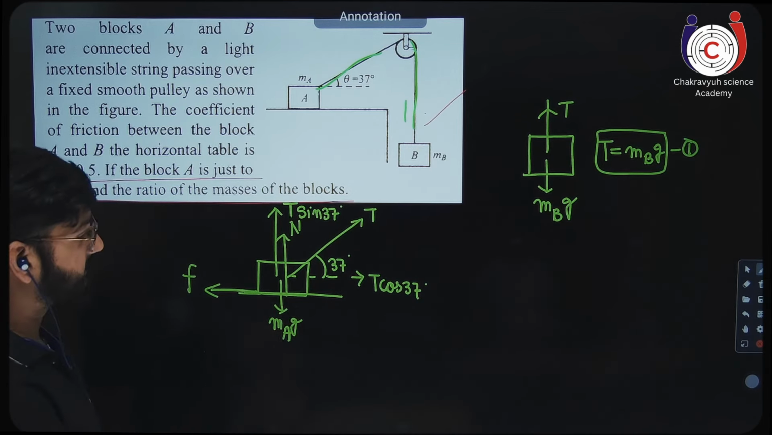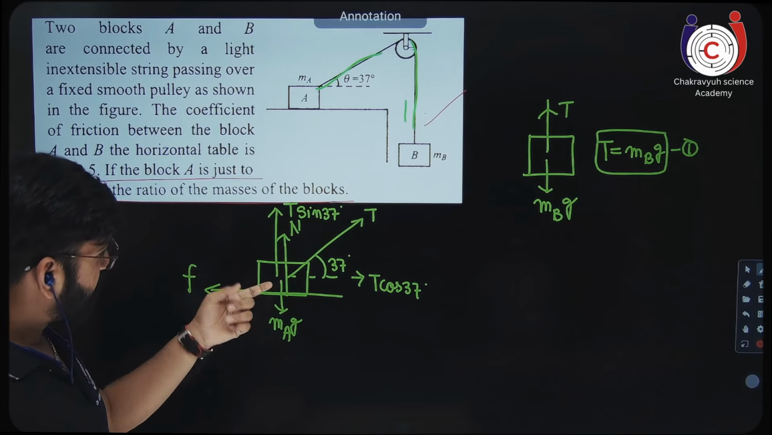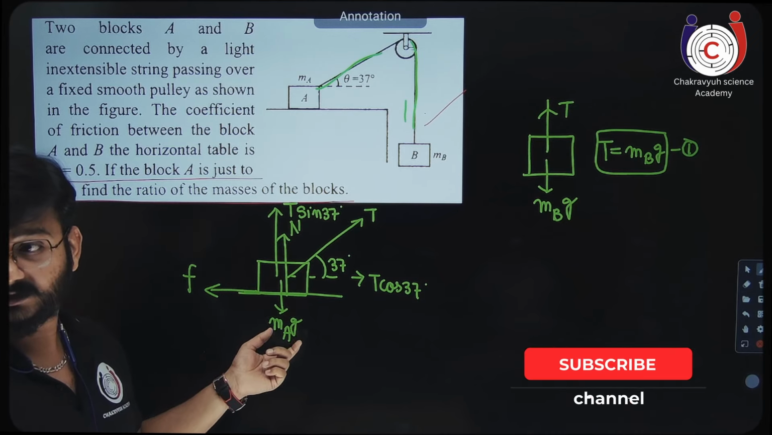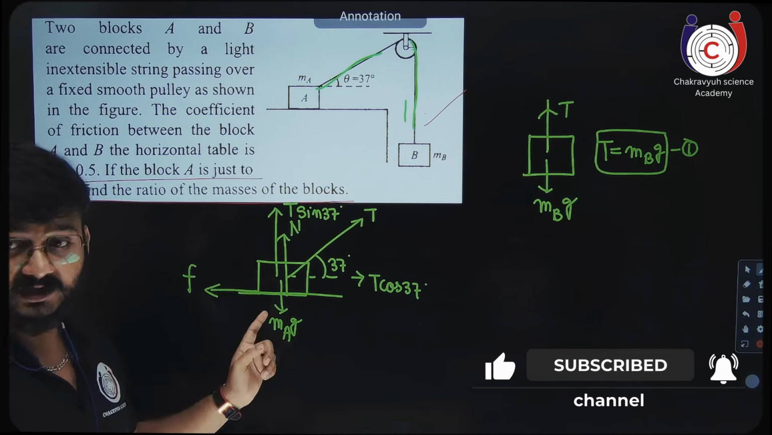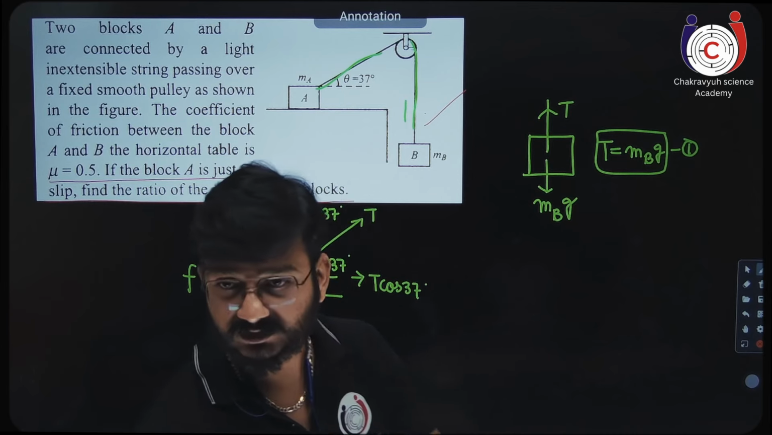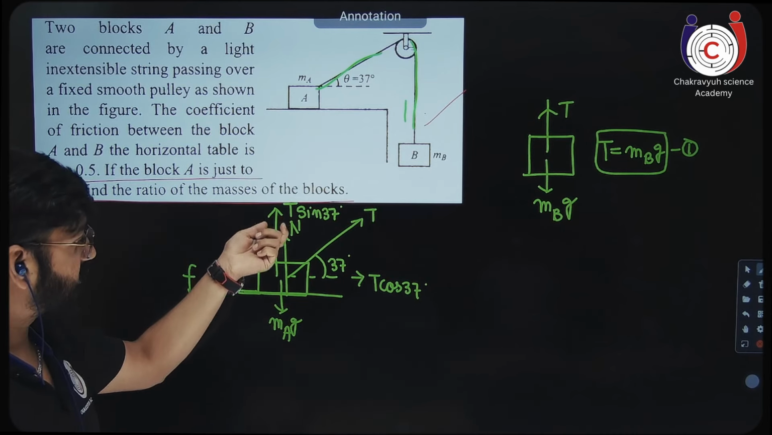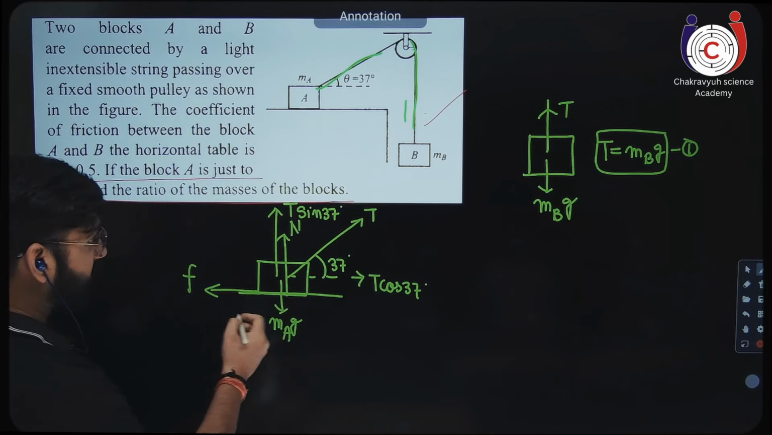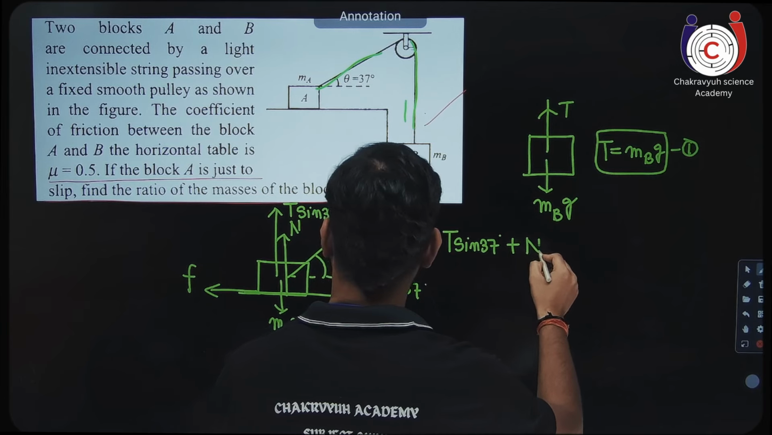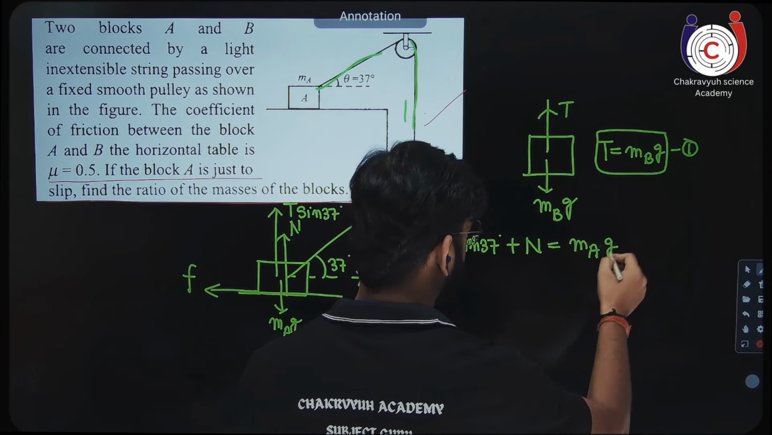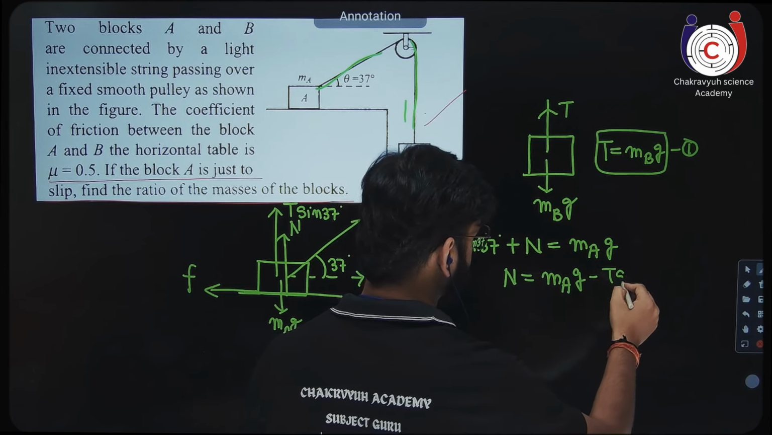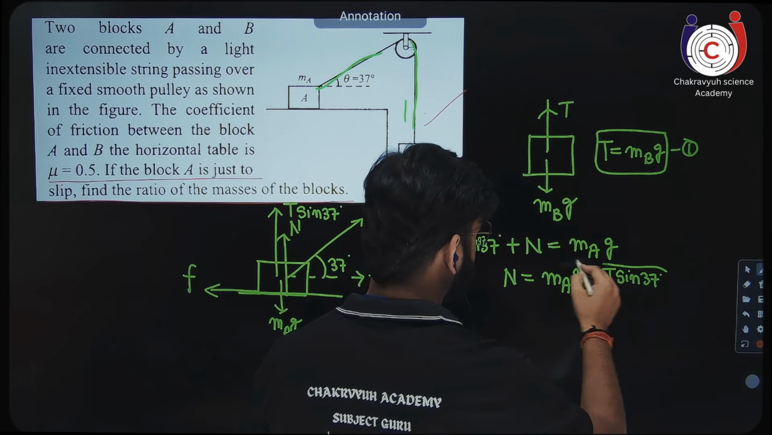Now see here, everyone. In the upward direction, how many forces are there? Two, and downward one. In this case, will N be equal to mg? No. I took this question intentionally to make it clear that normal force doesn't always mean weight. It depends upon the situation. The sum of these two forces will be equal to mAg, so T sin 37 plus N equals mAg. So N will be equal to mAg minus T sin 37. This is the normal force.